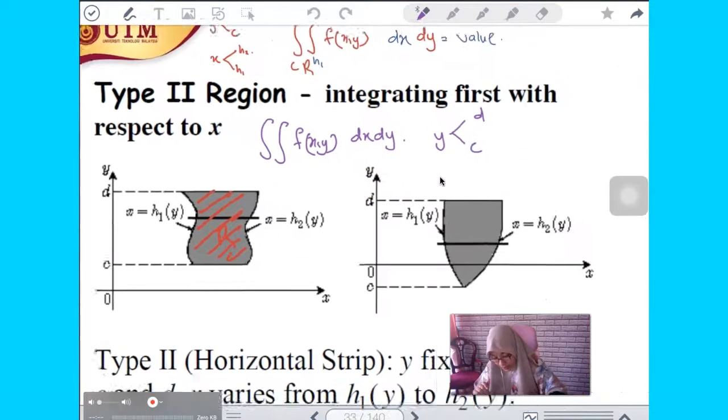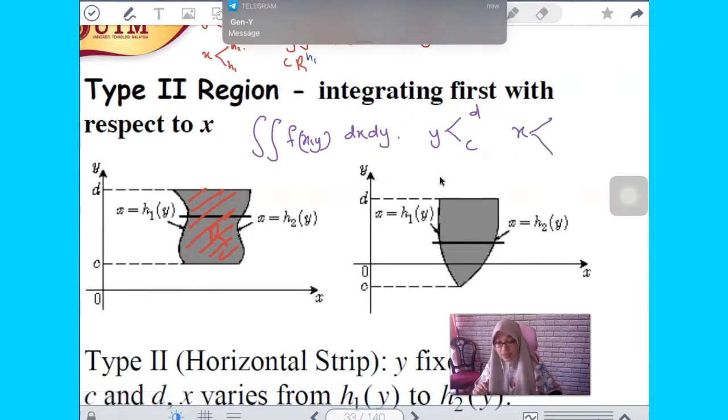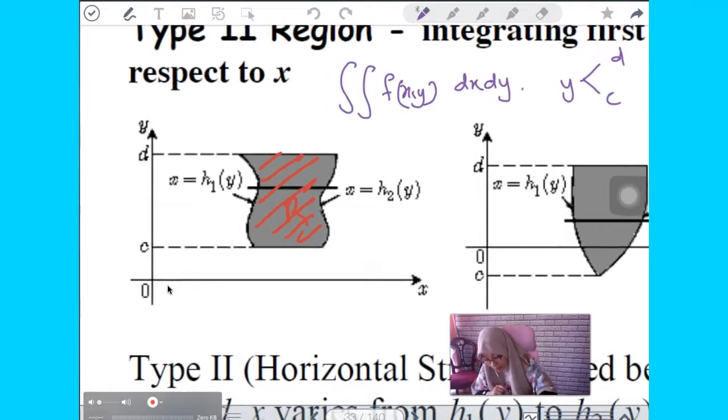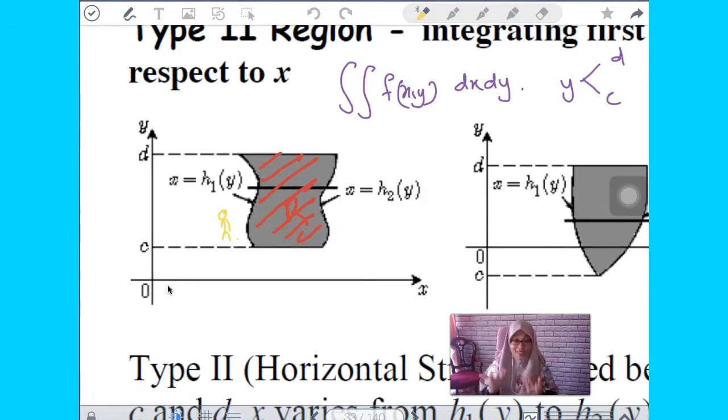Now we want to determine the limit of x, and x should be function. So now look again at this horizontal line. We are focusing on the value of x. So how can you determine that? Again, I'm using these small people, assuming that you are walking along the x-axis in this direction, from the smaller value of x to the larger value of x.